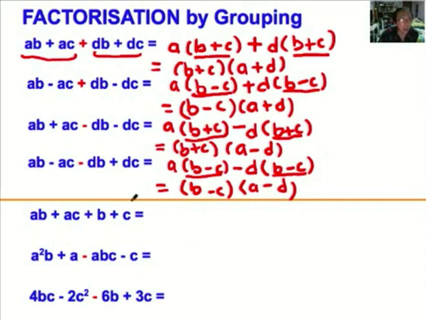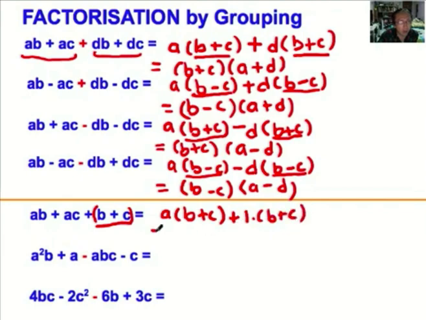Now we will take a look at some examples. Factorizing the first group will give us A bracket B plus C. Notice that there is already a B plus C in the rest of the terms. Therefore, the factor here is 1. B plus C is common, and the remainder is A plus 1.